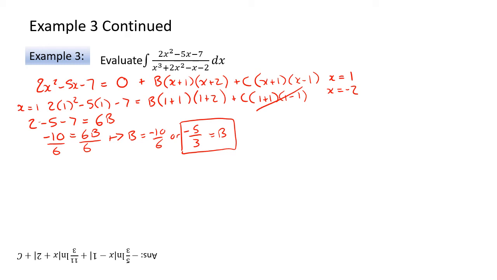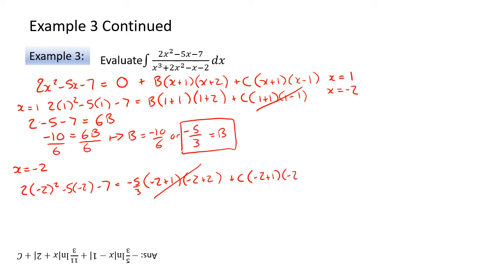Our last term for x is when x is equal to negative 2. And in this case, we have 2 times negative 2 squared minus 5 times negative 2 minus 7. And that's equal to, again, a is 0, so I won't show it. But we have b, which is negative 5 over 3, times x plus 1, which is negative 2 plus 1, and negative 2 plus 2. Again, you see negative 2 plus 2 is 0, so you'll see that this term will just 0 out.